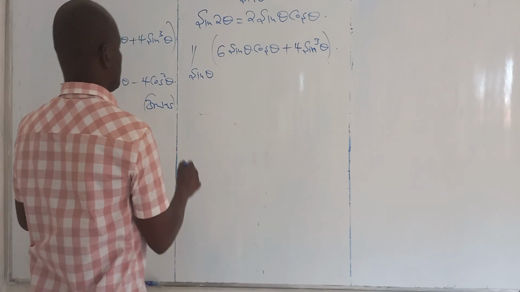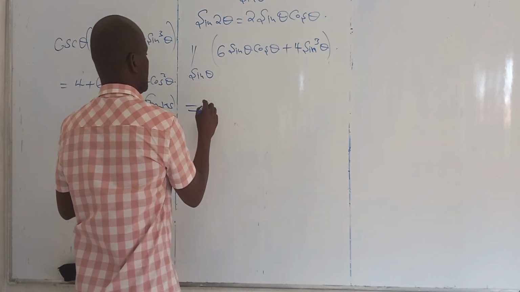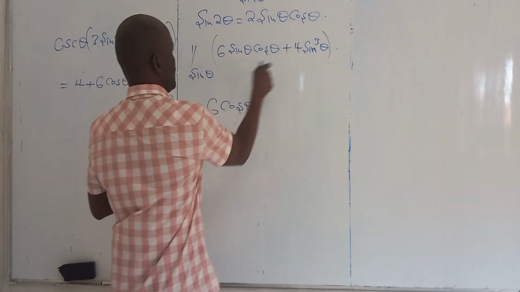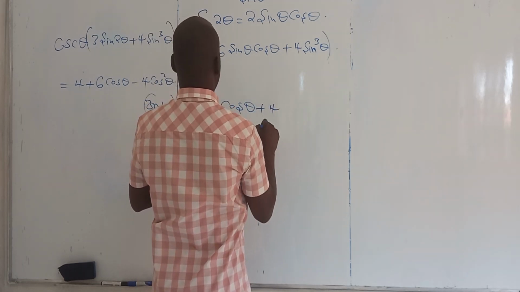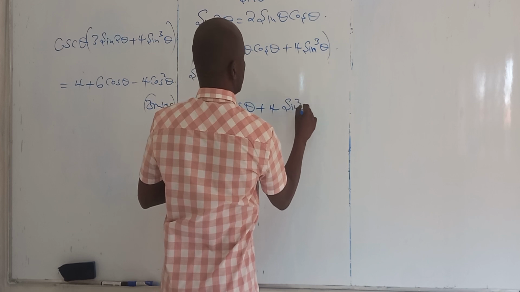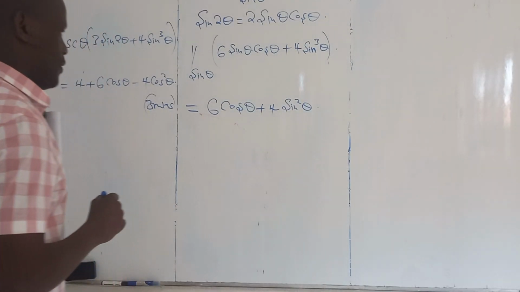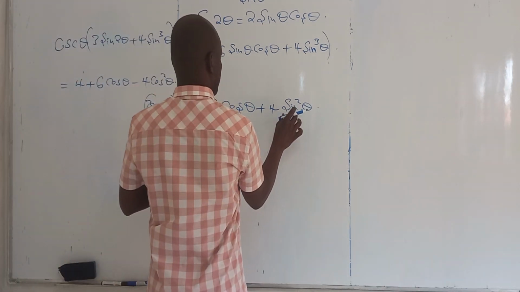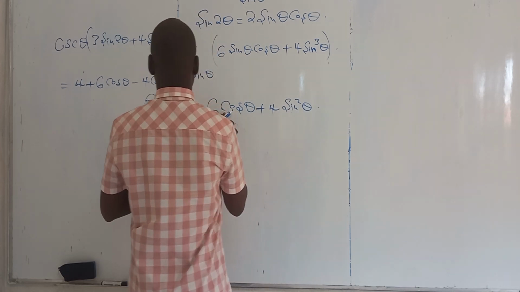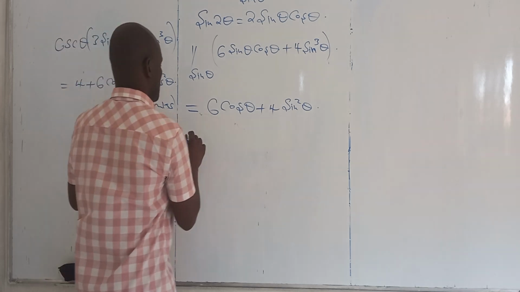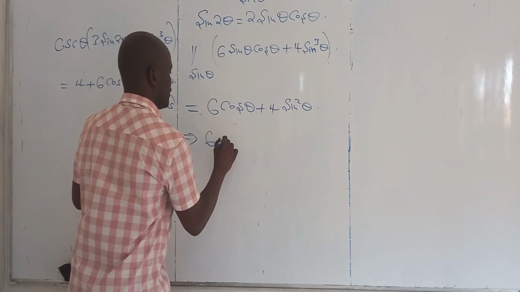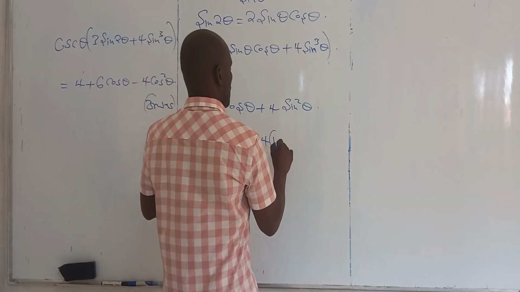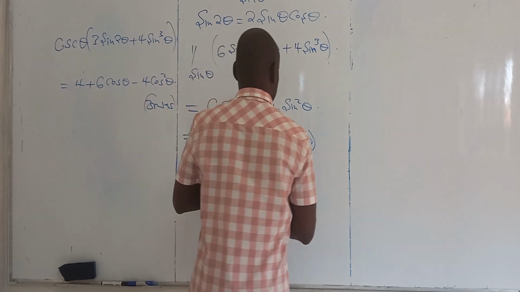Now we see that if we were to divide every term by sin theta, then I get here 6 cos theta, and this divides this and I get plus 4 sine squared theta. So I need to rewrite this sine squared theta in the form of cos, because I have this. So that will mean that I have 6 cos theta plus 4 into 1 minus cos squared of theta.